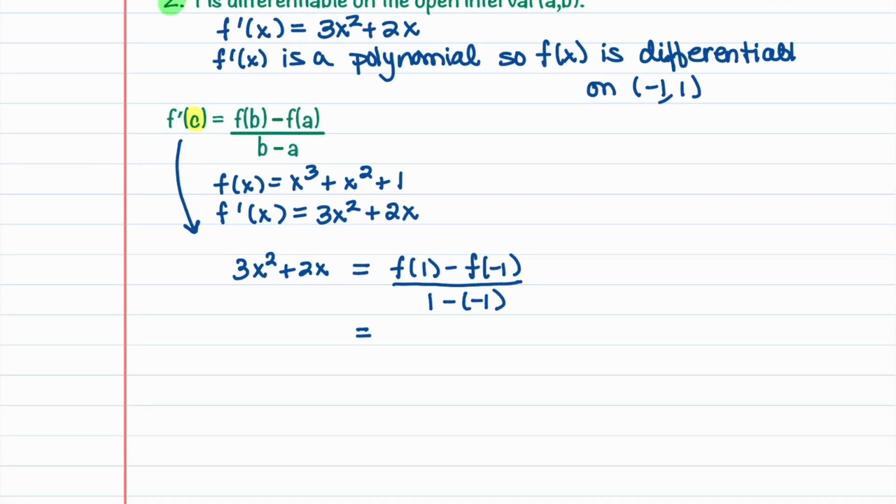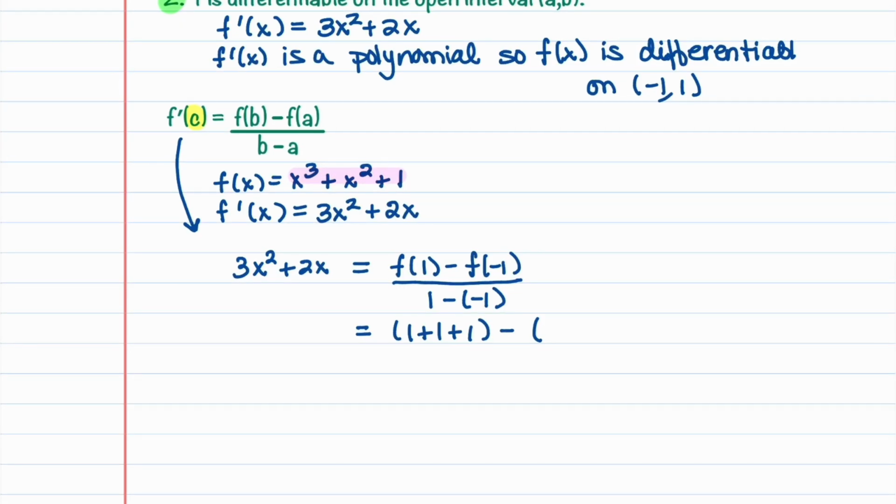F of 1 is going to be 1 plus 1 plus 1. And then we're going to subtract off f at -1. In case you're wondering, I'm looking right here for f of x. So this is going to be minus 1 plus 1 plus 1. And then we're going to divide all of this by 2. Let's see what this gives us. This is 3 minus 1 over 2, which is 2 over 2. So this actually is just equal to 1.